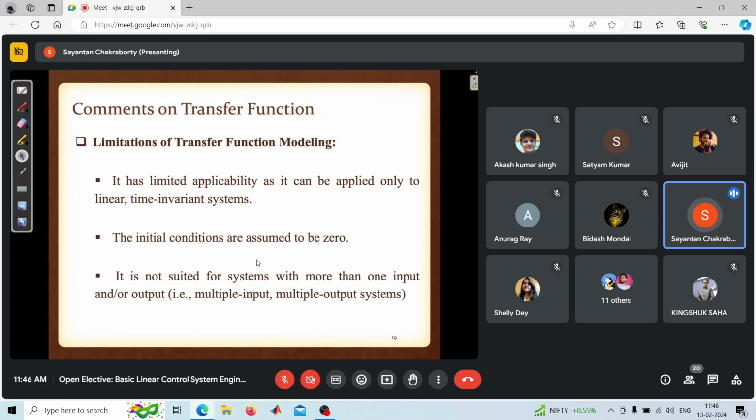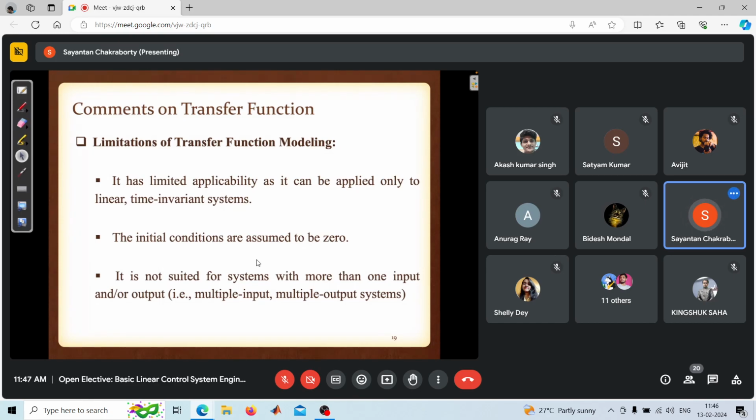Next, another major drawback of the transfer function is that it is only valid for zero initial conditions. That restriction is not there in a state variable model. In a state variable model, there is a provision that you can take into account any finite non-zero initial condition, right? And lastly, the state variable model is well equipped to take into account multiple input and multiple output systems, right? Or systems having more than one input and more than one output.